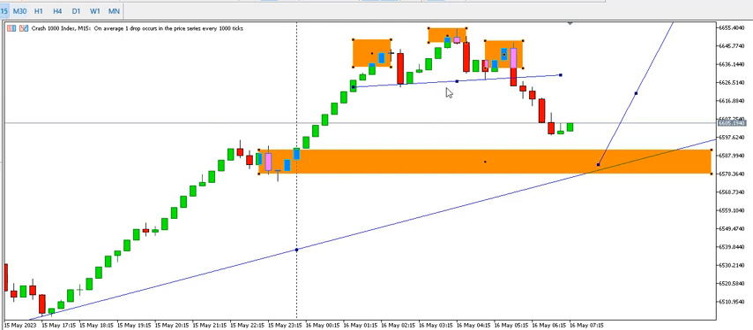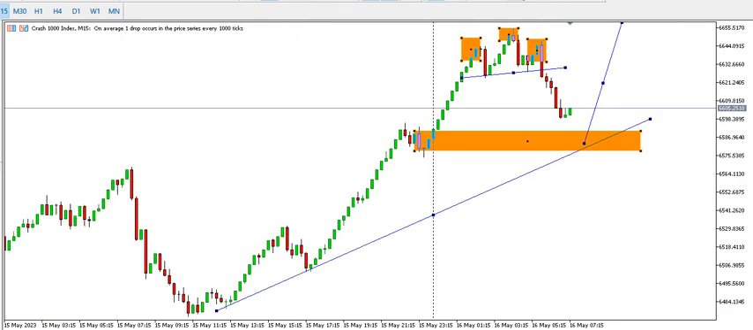Let's look at the 15 minutes time frame. The head and shoulder pattern is more elaborate, it's clearly visible on the 15 minutes time frame. This is a retracement for now until we see it completely go down for us to call it a reversal, but for now it's a retracement.